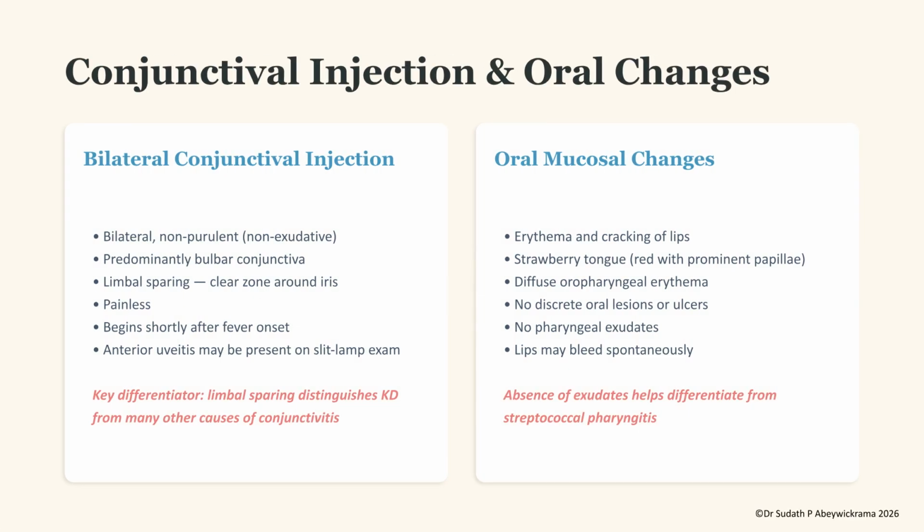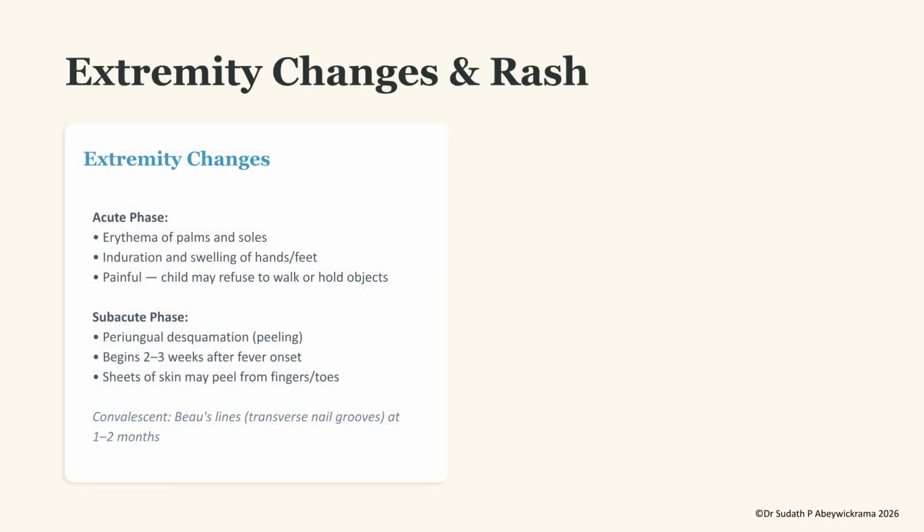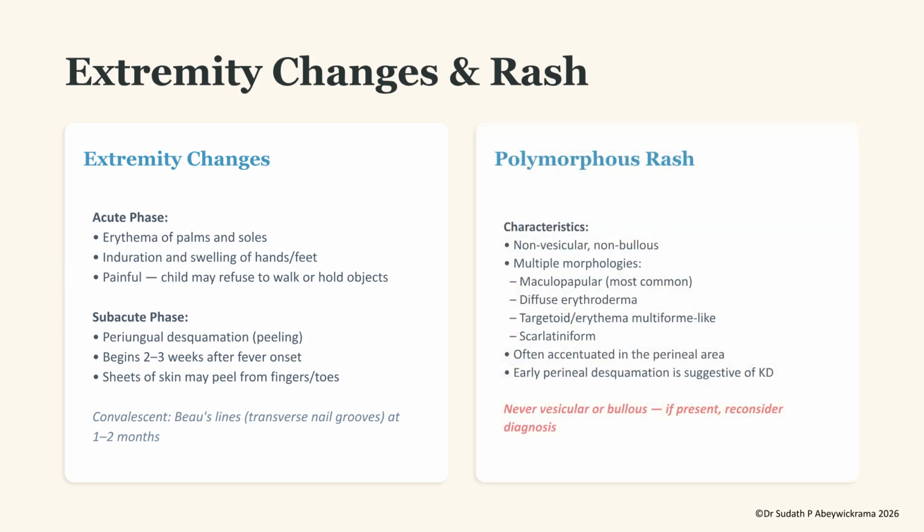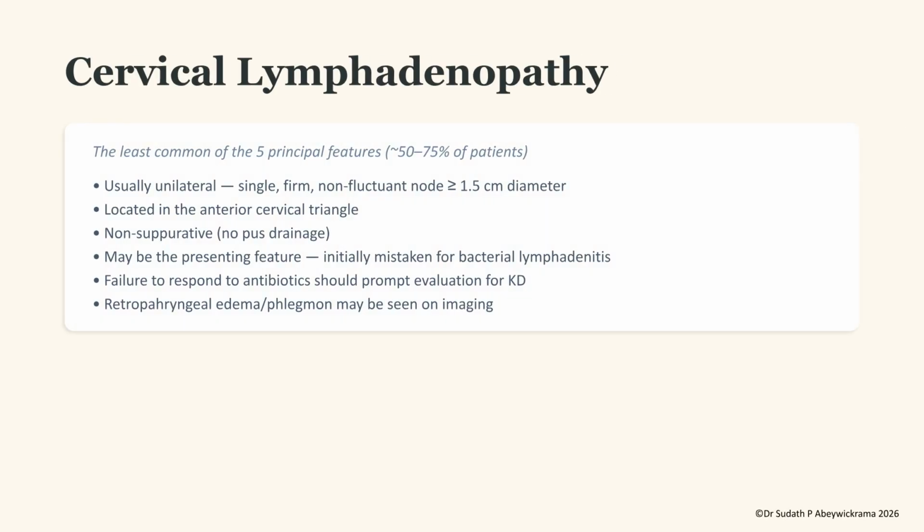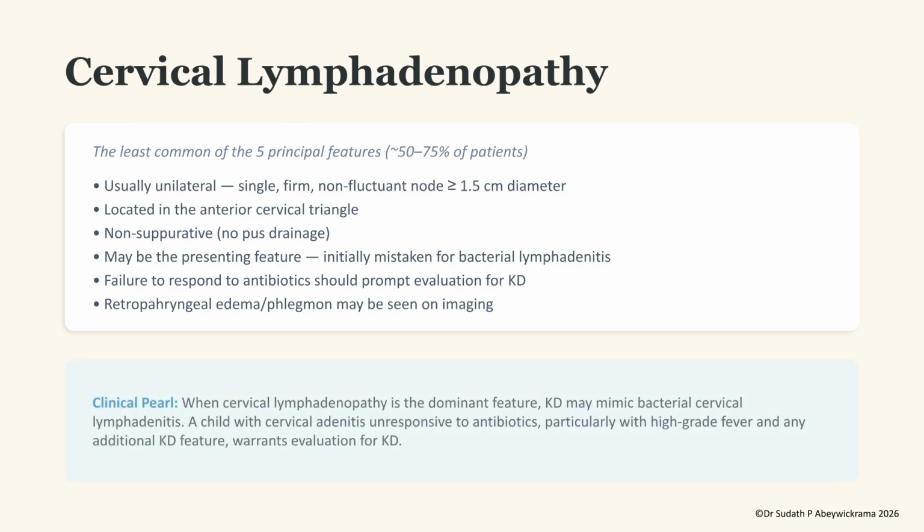Bilateral conjunctival injection is non-purulent and exhibits limbal sparing. Oral changes include cracked red lips, strawberry tongue, and diffuse oropharyngeal erythema. The absence of exudates in the pharynx helps differentiate it from strep throat. Acute extremity changes include erythema and swelling of the hands and feet. In the subacute phase, periungual desquamation or peeling begins. The rash is polymorphous and non-vesicular, with early perineal desquamation being a helpful indicator. Cervical lymphadenopathy is the least common feature, usually presenting as a single, firm, non-fluctuant node greater than 1.5 centimeters. Failure to respond to antibiotics should prompt an evaluation for Kawasaki disease.